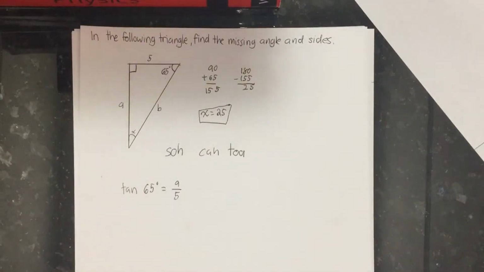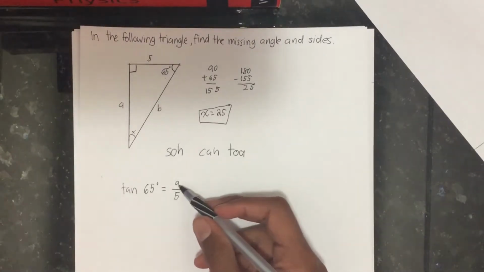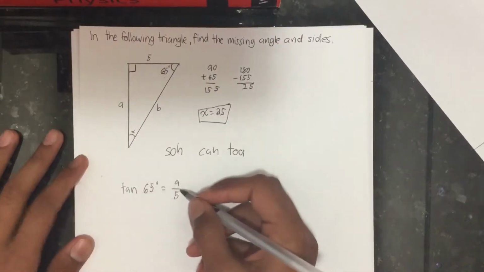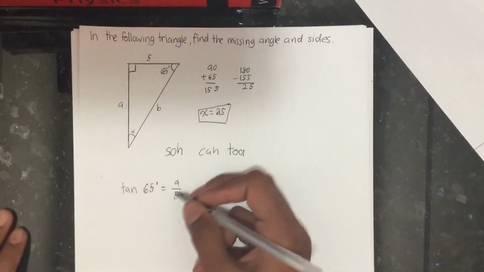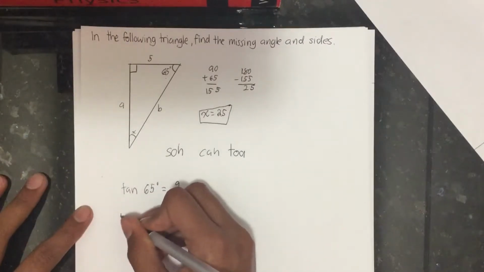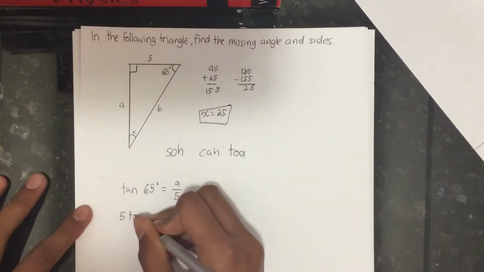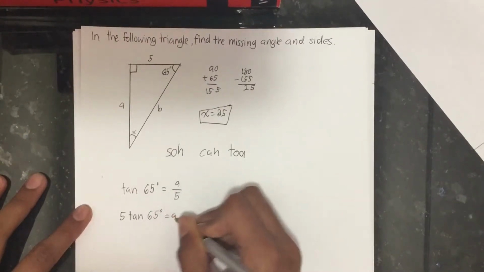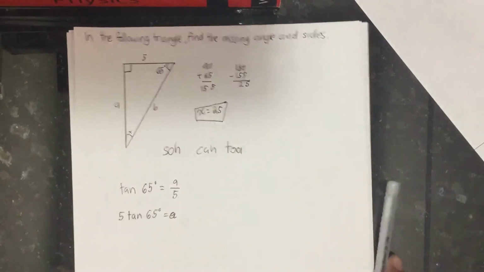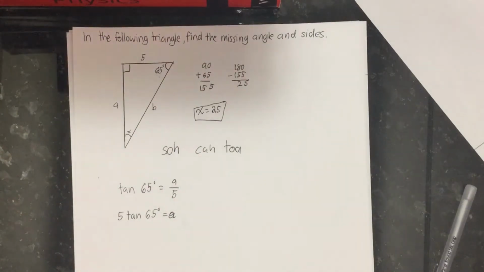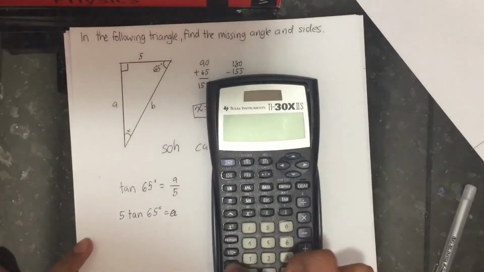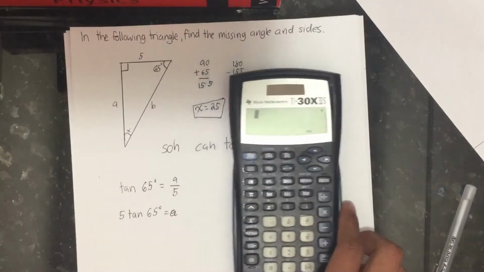So now, just using simple algebra here, if I want to make this from A's point of view, I would multiply by 5 on each side so that this 5 would get crossed out on the side. So at the end, if I multiply 5 on both sides, it's equal to 5 tan of 65 degrees is equal to A. And here, it's okay if you use a calculator. Here I have my calculator. Hopefully you can see this.